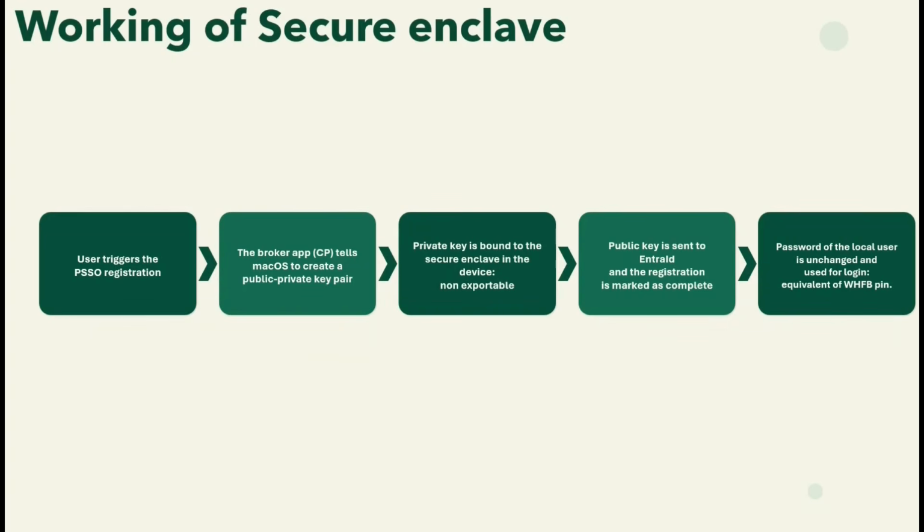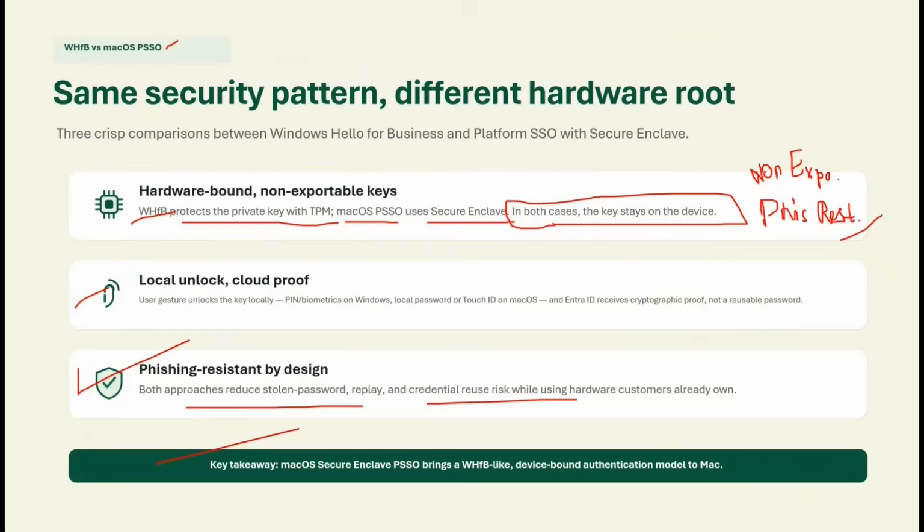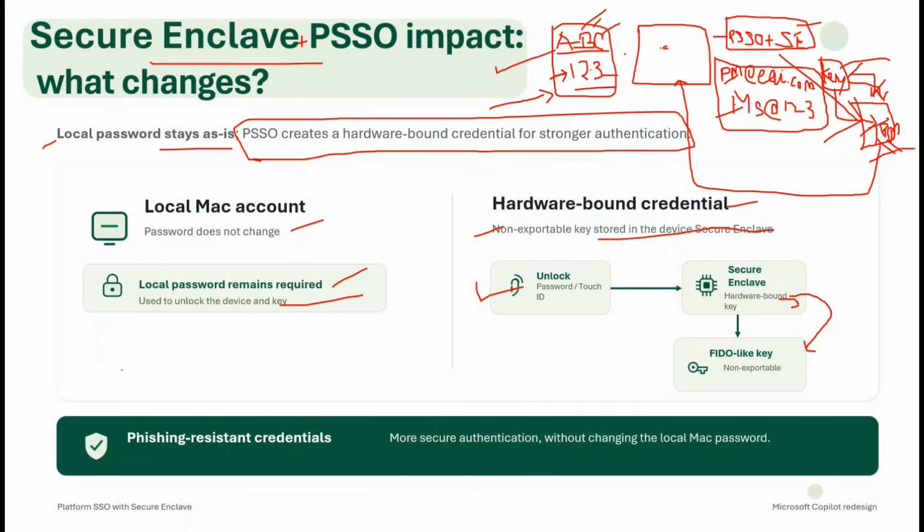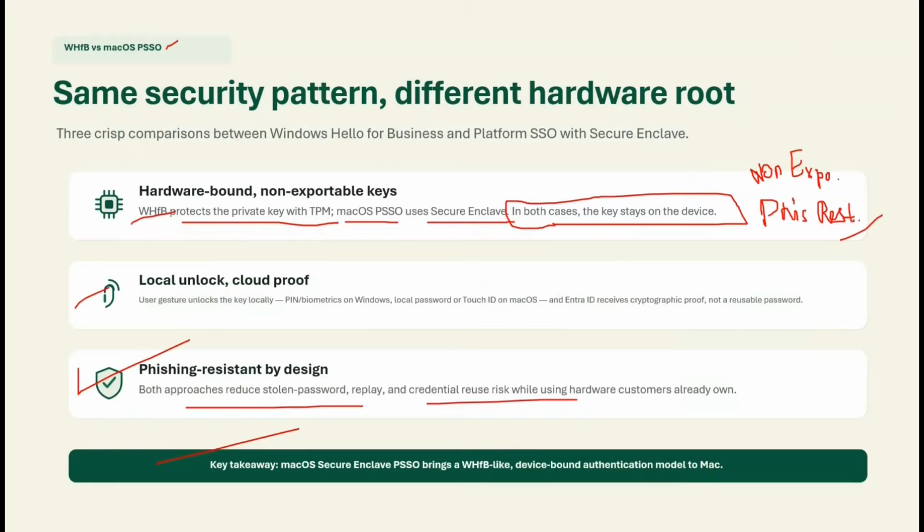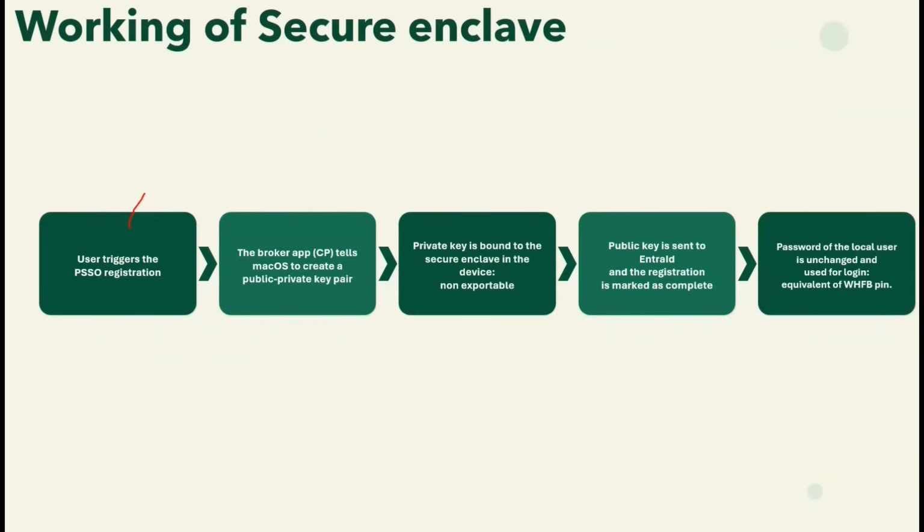All right. Now let's again understand, using a block diagram, the working of Secure Enclave, like what is happening in the background. First, the user triggers the PSSO registration. So like we saw over here, you are logging into the device using local username and password, and then over here you are undergoing the PSSO plus Secure Enclave registration, right? There is a prompt, you just click on that. So the user triggers the PSSO registration.